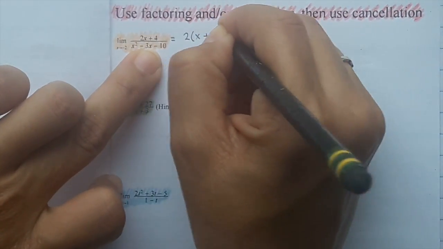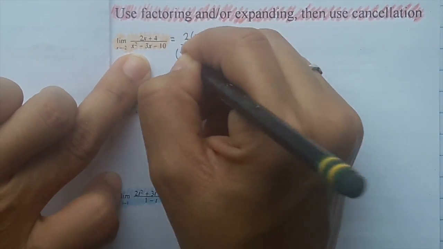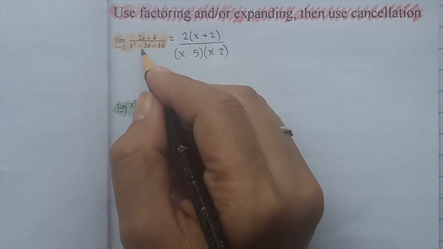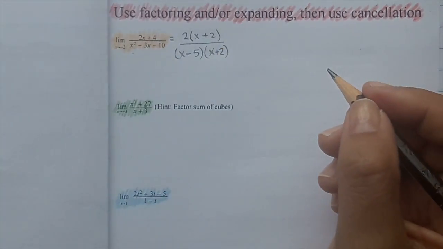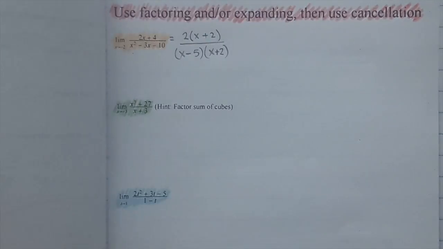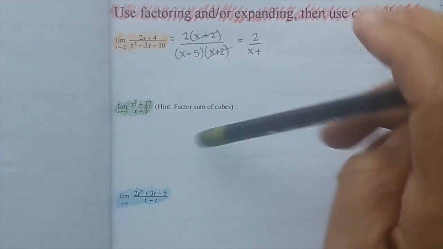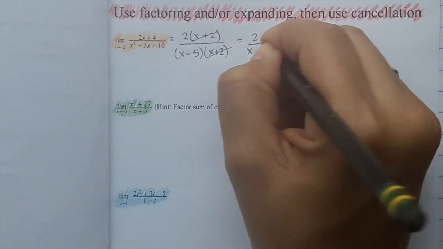In the top, taking 2 out, we'll leave what I have written down. Then factor in the bottom, x minus 5, x plus 2. Then you see that x plus 2, they cancel, because at step 2, cancel like terms. Then you have 2 over x minus 5. Then go ahead and plug in what x is approaching.